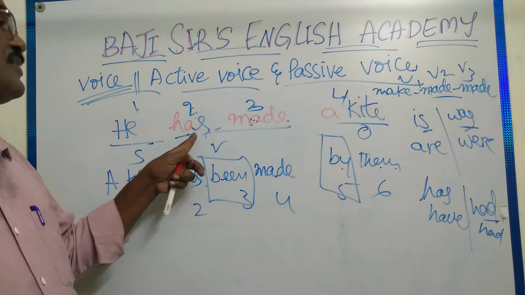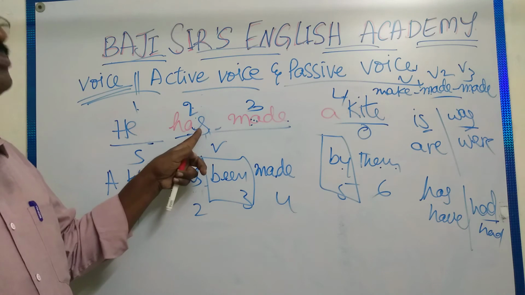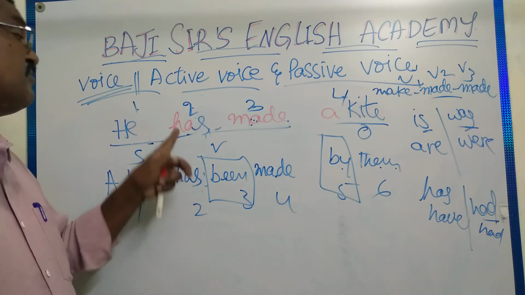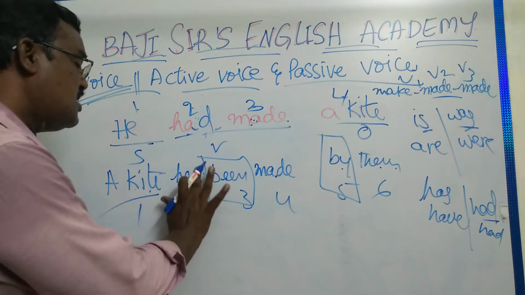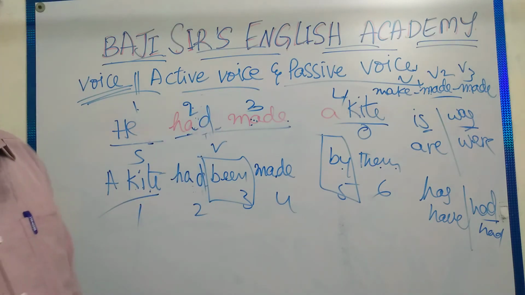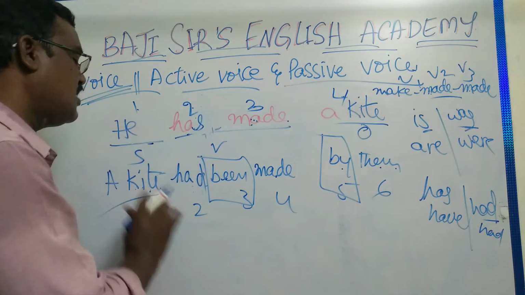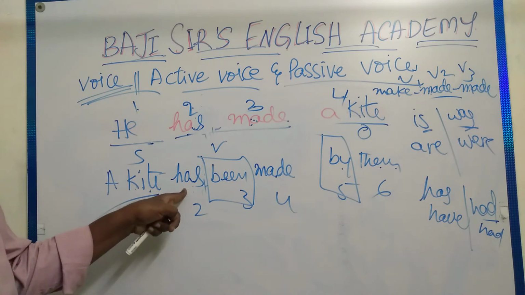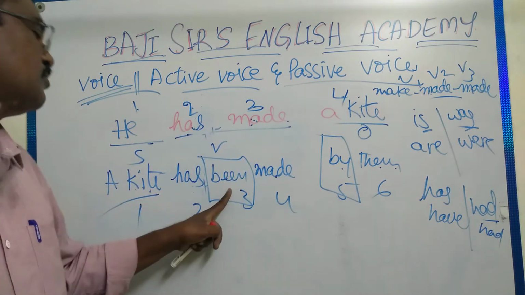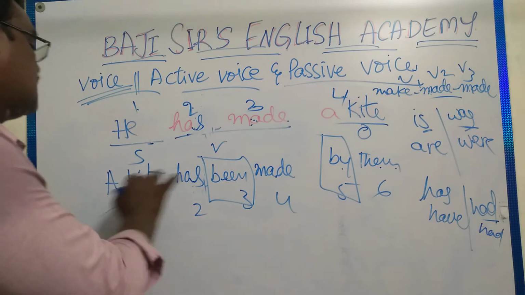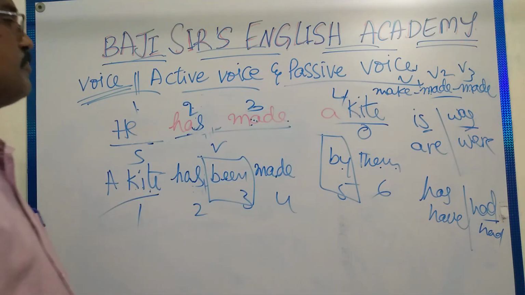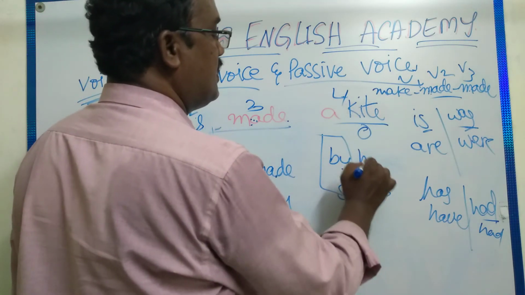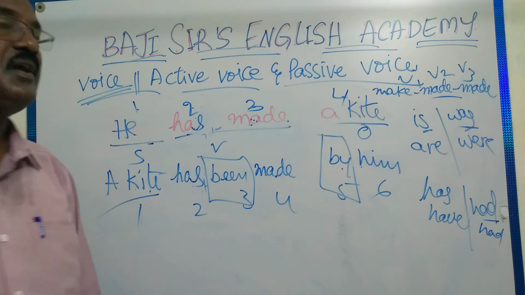Here the question is: in active voice, the have form is in present tense, so in passive voice also the have form should be in present tense. For example, if it is in past tense here, immediately here also we have to write past tense. So whatever the tense of the helping verb in active voice, we have to repeat it in passive voice also. So in present perfect, been we have to take in passive voice. A kite has been made by them. In this way we have to change.